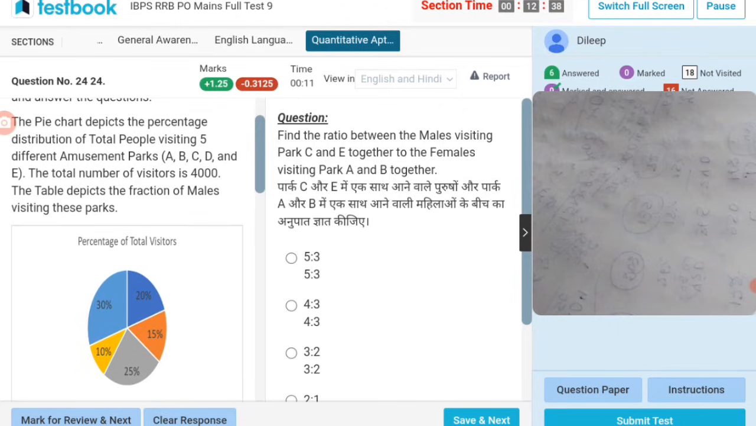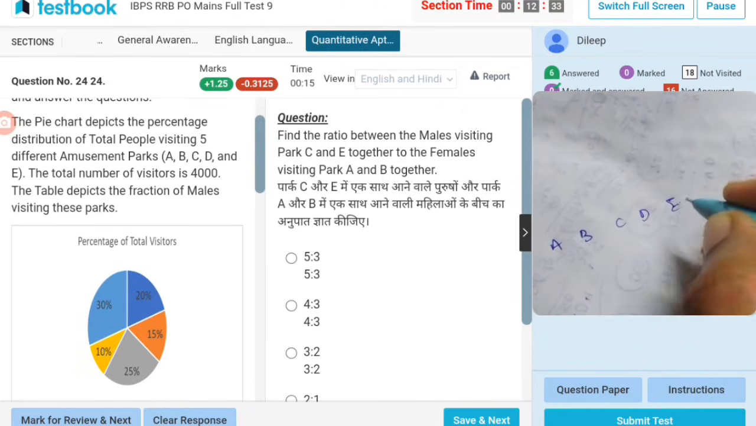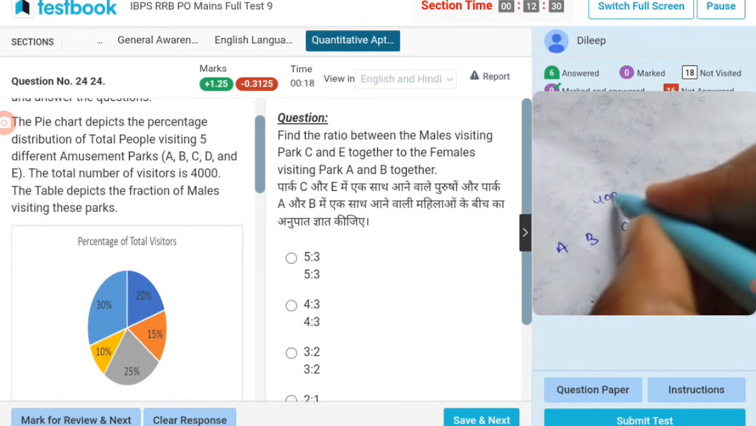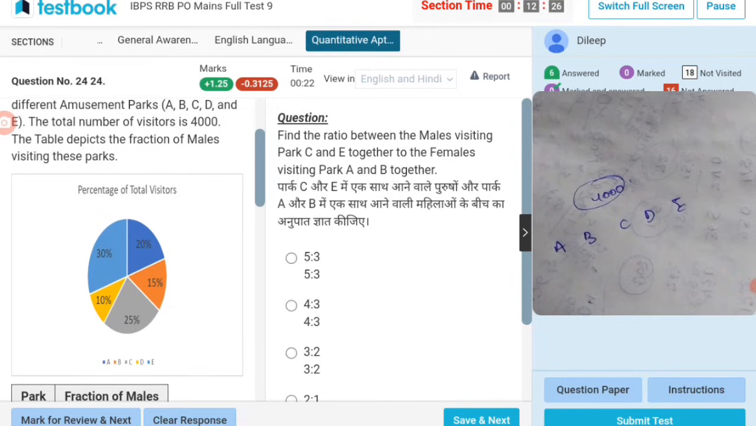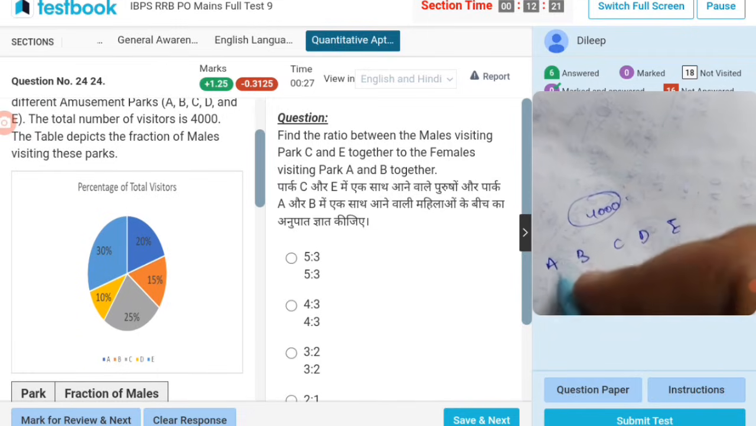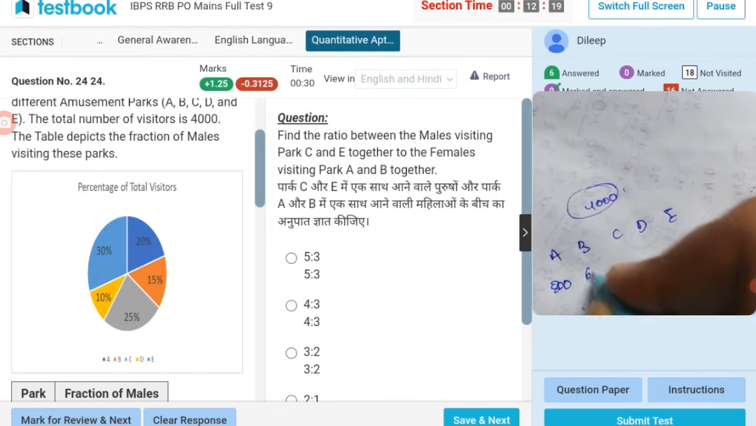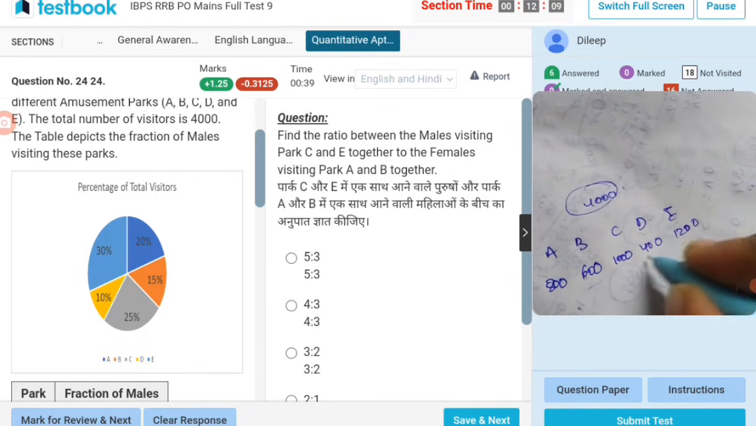So percentage of total visitors in A, B, C, D, E. So 4,000 visitors, amusement parks. So A is 20% means 800. B is 600, 1200. 18, 12. So 3, 4.